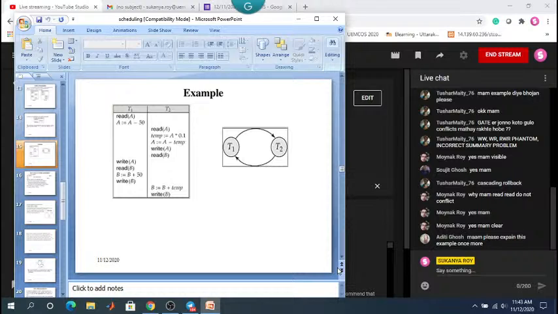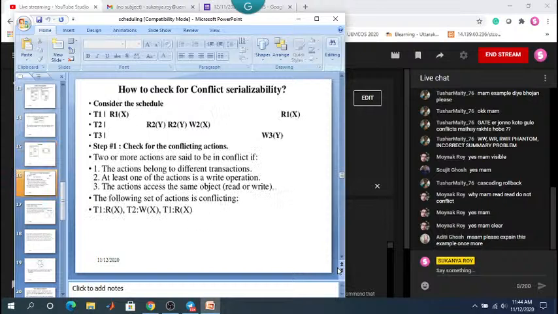Next, check. This is my example. T1 is dependent on T2, then T2, again T1, then T2. Means first T1, then T2, then T1, then T2. This way we have this schedule.